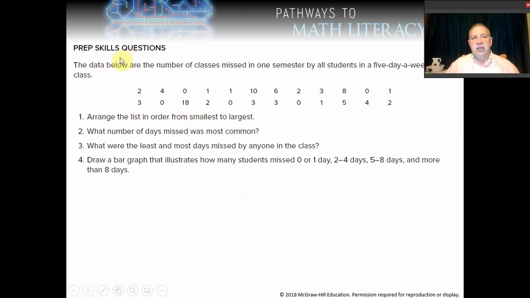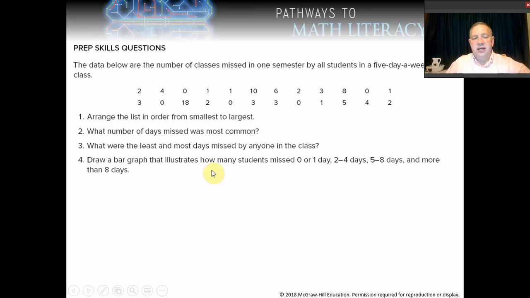So they want us to take this data. This is the data below, the number of classes missed in one semester by all students in a 5-day school week. Here's the number of days missed. Arrange the list in order from smallest to largest. What number of days missed was most common? What was the least and most days missed by anyone in the class? And then draw a bar graph with these things that we're going to call bins: 0 to 1, 2 to 4, 5 to 8, and then more than 8 days.